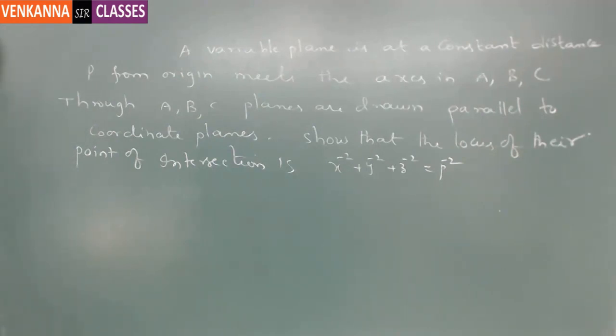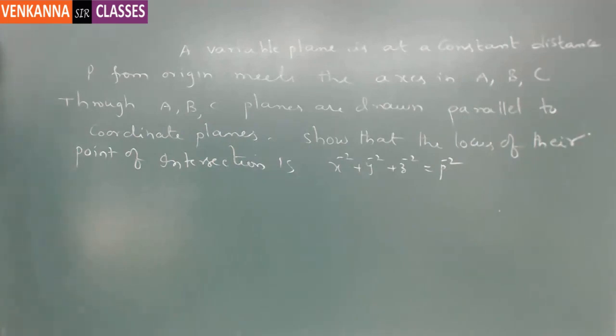Here it is considered that a variable plane is at a constant distance p from the origin, and while moving it intersects the axes at the points A, B, C. So you have the x-intercept A, y-intercept B and z-intercept C. By default we need to assume that.